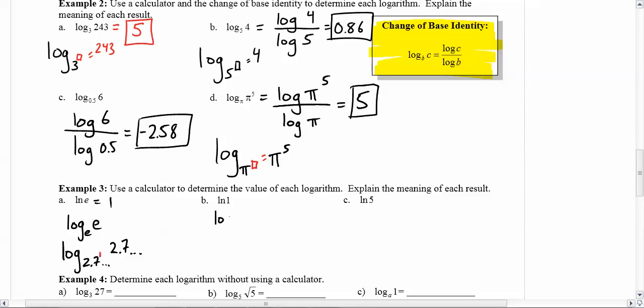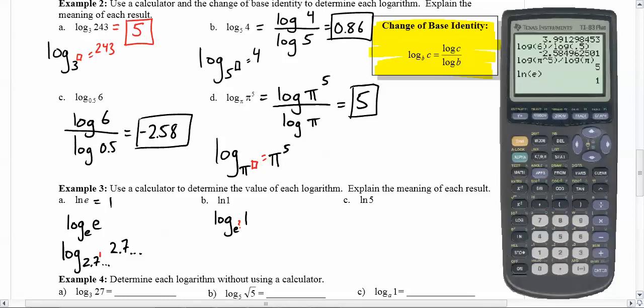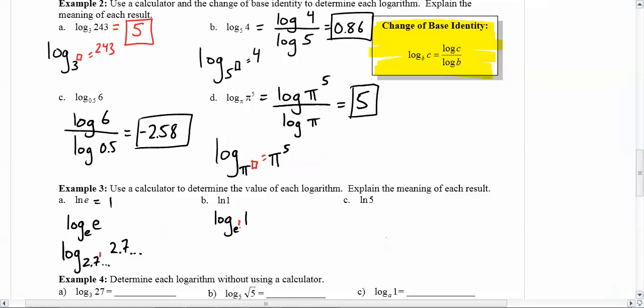Ln of 1 means log base e of 1. So it's saying e to the power of what number equals 1? Ln of 1 is 0, because e to the power of 0 is 1. Any number to the power of 0 is 1.